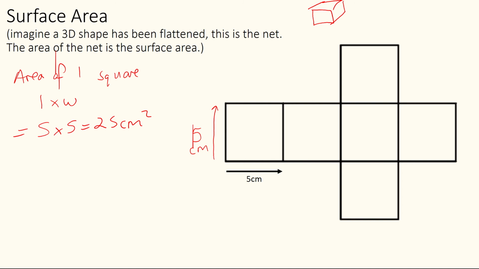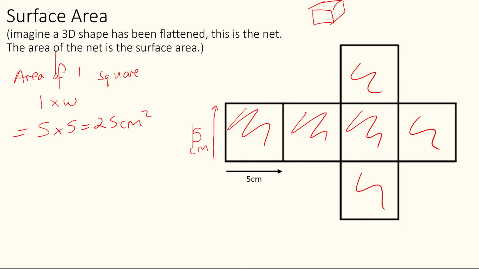But what's the total surface area? Well, there's 1, 2, 3, 4, 5, 6 squares. So 25 times 6 is 150 centimeters squared. Okay, you just need to know that a surface area is like the total outside of a 3D shape.